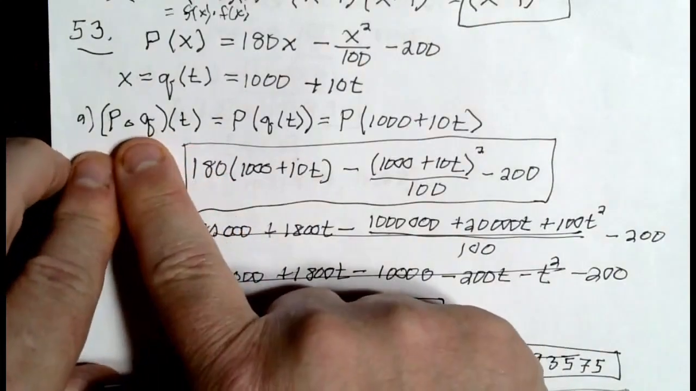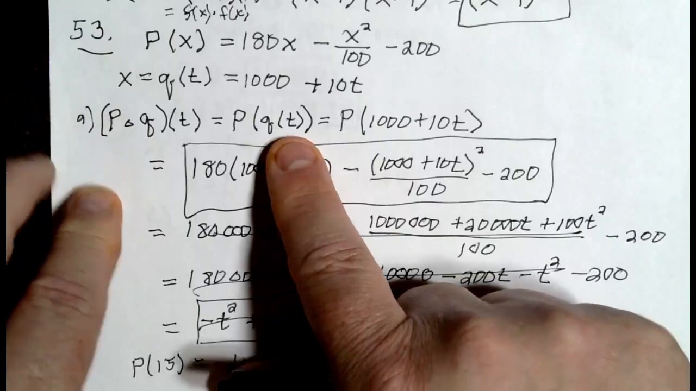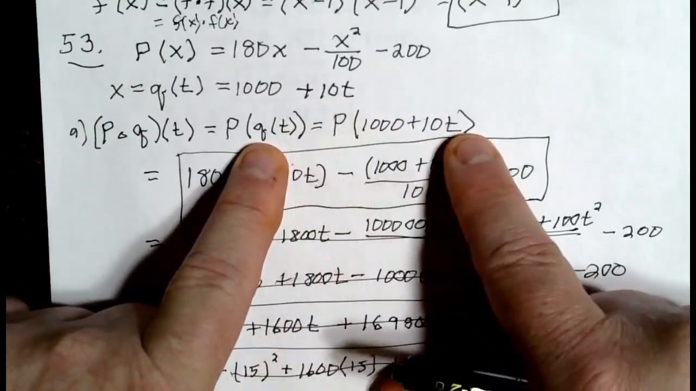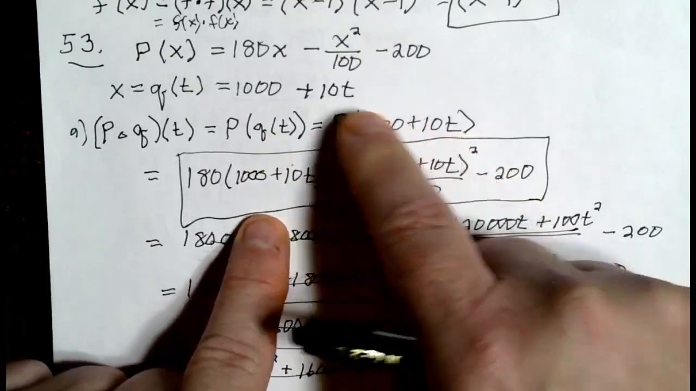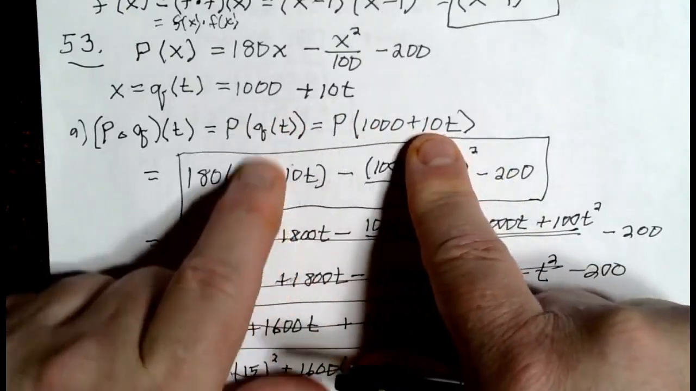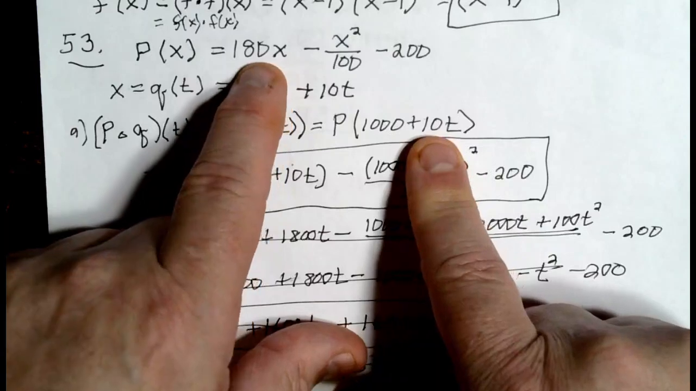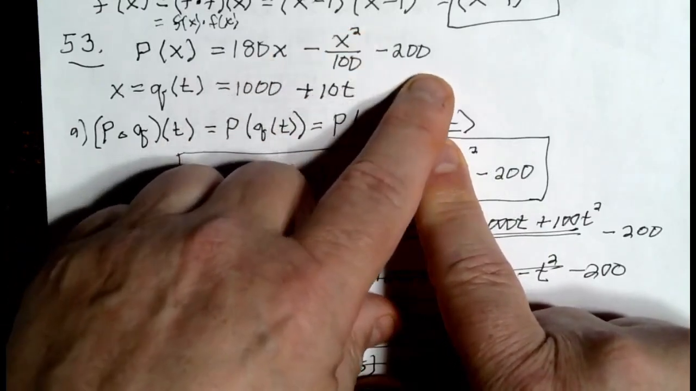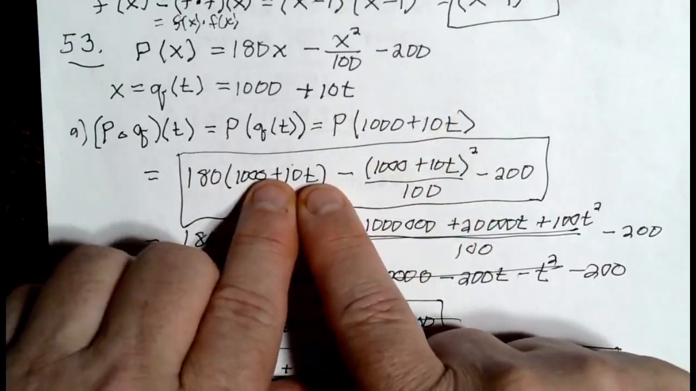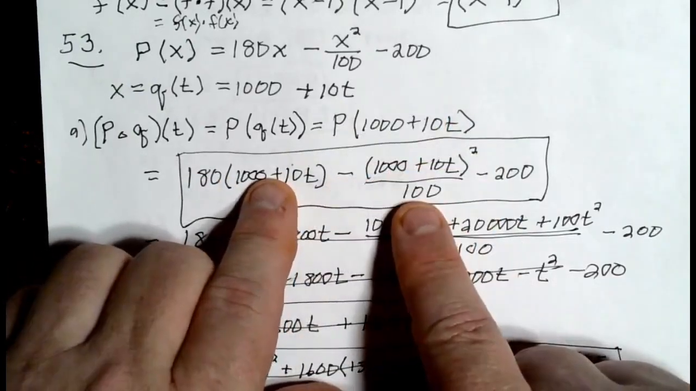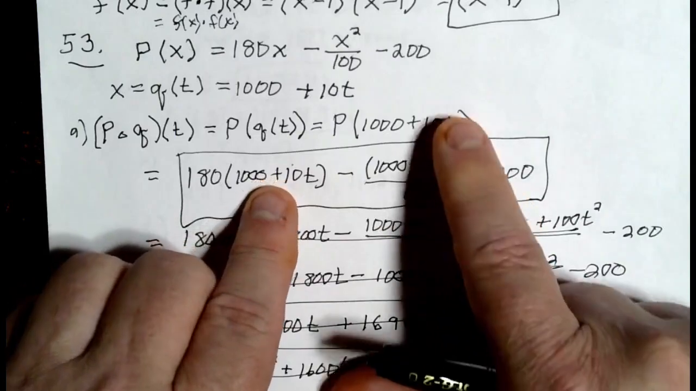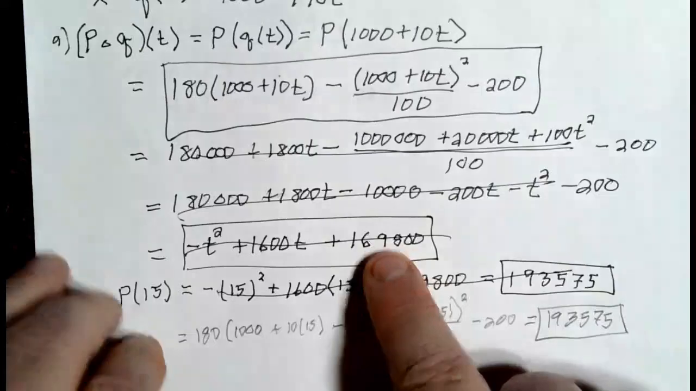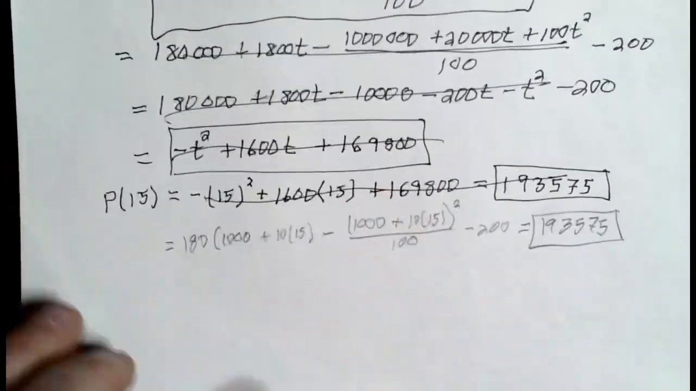Alright, so you find P circle Q is P of Q, and we know what Q is. It's this guy, 1000 plus 10t. Put that in there. And so now, how do you solve P of this? Well, P says whatever you got, 180 times blank minus blank squared over 100 minus 200. And what goes in the blank? That guy. Don't try and simplify that. I did, and it took a very long time. You don't need to do that.